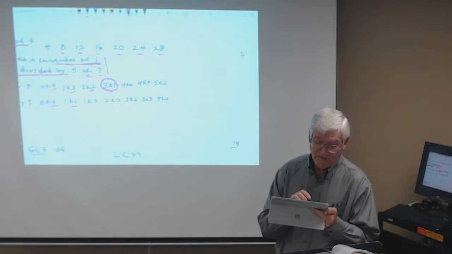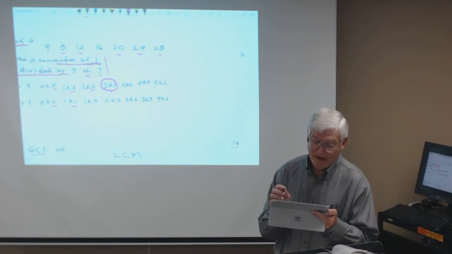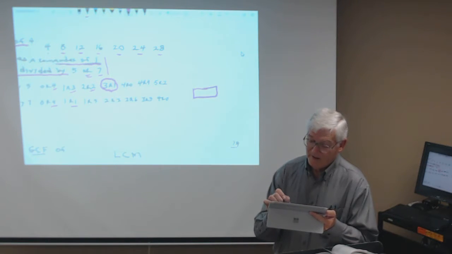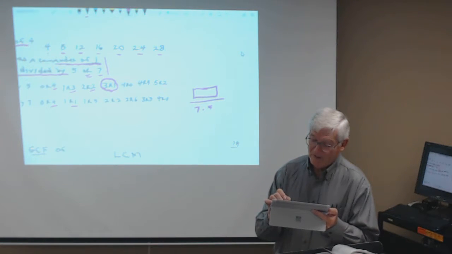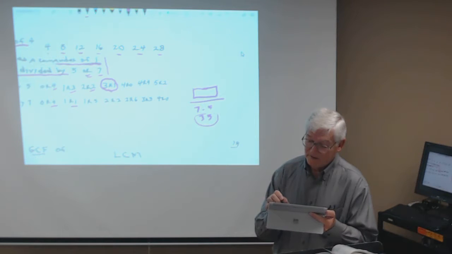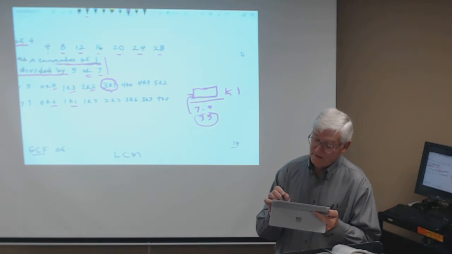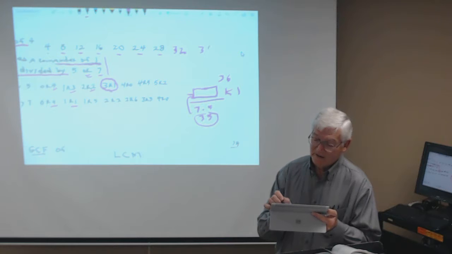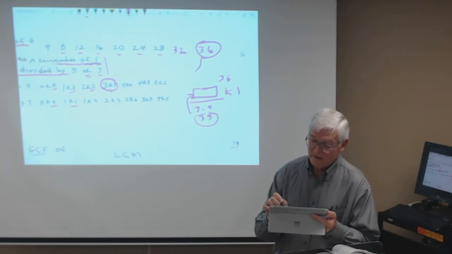Let's see. If it has to divide by 7 and it has to divide by 5, I want to divide by 35. And I want this divided into here to give me a remainder of 1. Well, let's see, 36 would work. 28, what's next? 32, then what's next? 36. There it is. There's the one that works for both of them, doesn't it?